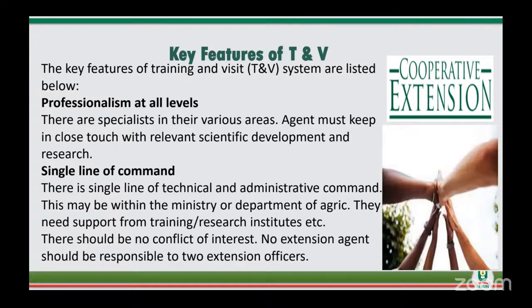Another key feature of the training and visit system is concentration of effort. This is based on the principle that the extension staff work only on agricultural and cooperative extension, so they concentrate their effort on this. Another feature is that the system is time bound. Necessary skills must be taught to farmers on a regular basis, with rules of teaching and all that. So everything they do is time bound.